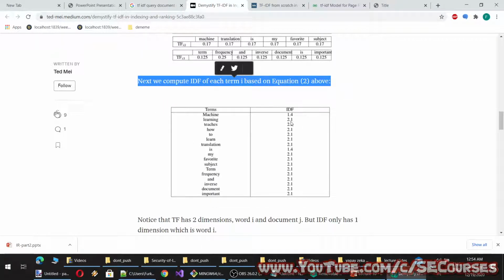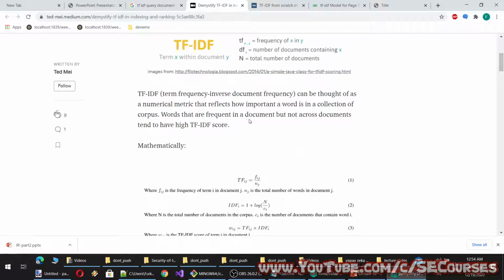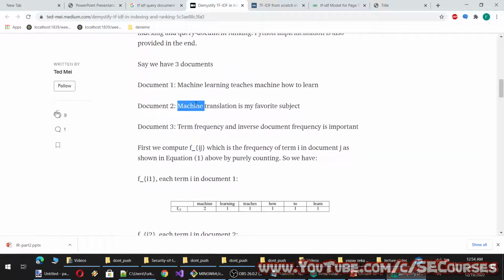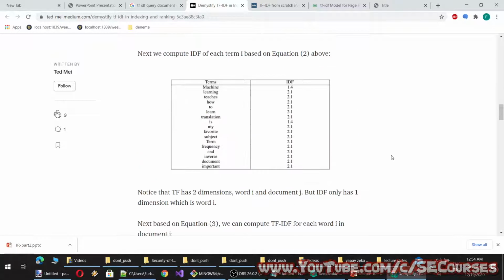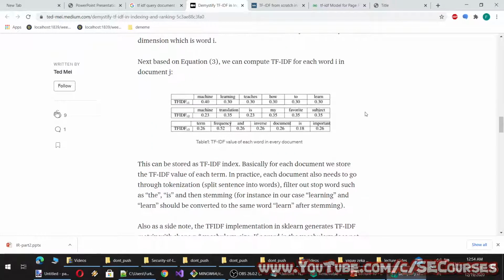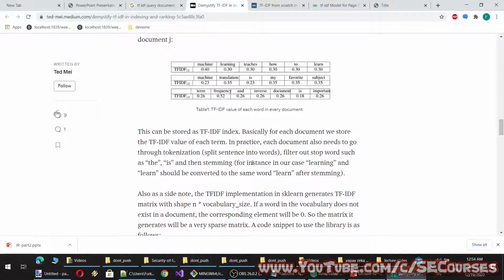Then we compute IDF. The IDF is computed for each term, and it is globally computed. The formula is the total number of documents over the number of documents containing the word. So machine is calculated as 1.4. The machine appears in 2 documents, therefore 3 over 2 is 1.4, and others are like this. By the way, we can also take the logarithm of that. Then we calculate Tf Idf for each word in each document like this.